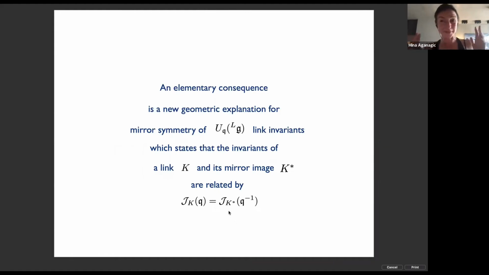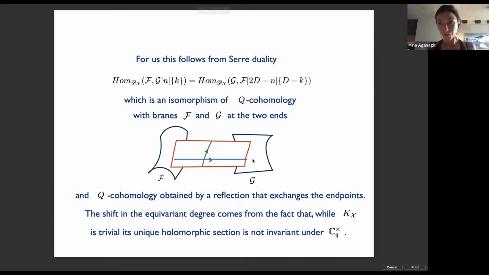Another, very elementary but nice, consequence is a simple geometric explanation of mirror symmetry of link invariants. Mirror symmetry for link invariants is the statement that the invariants of a link and its mirror image are simply related by inverting the variable q of the knot invariant. For us, this follows from Serre duality, which is an isomorphism of q-cohomologies with branes F and G, no matter what they are, at the two ends, and the q-cohomology obtained by reflection that exchanges the two endpoints.